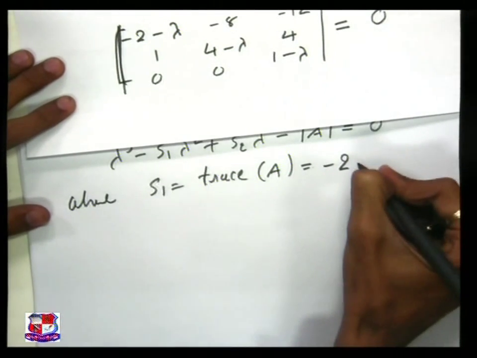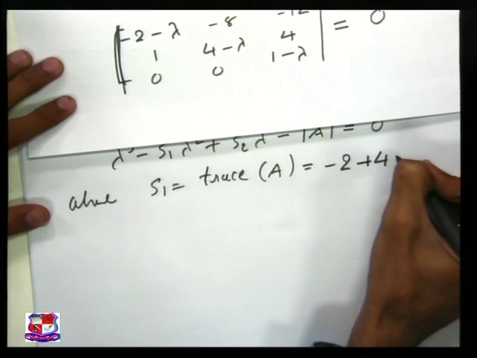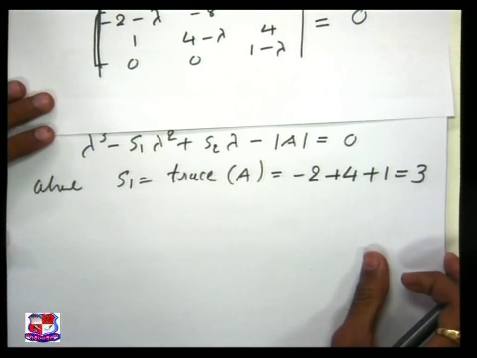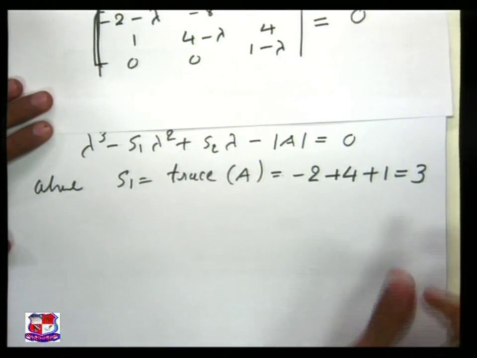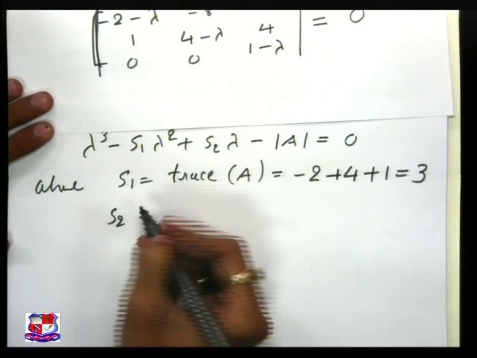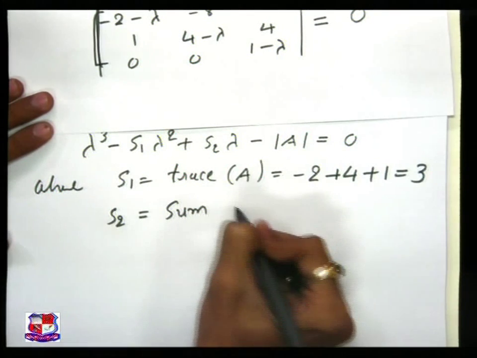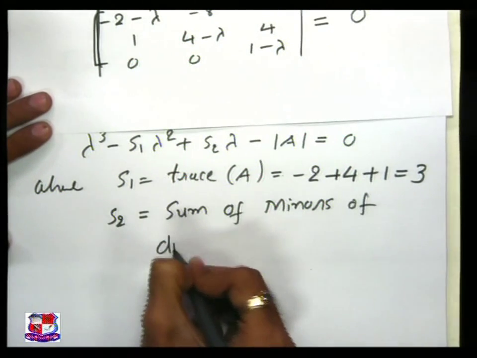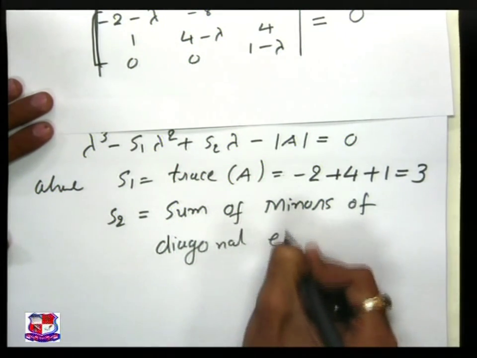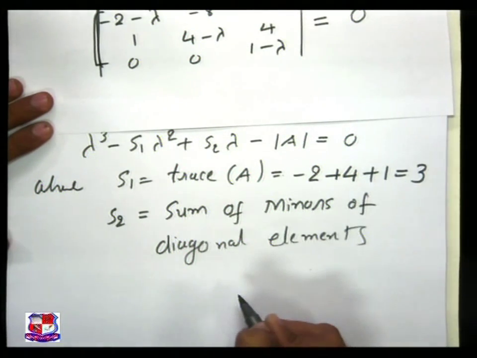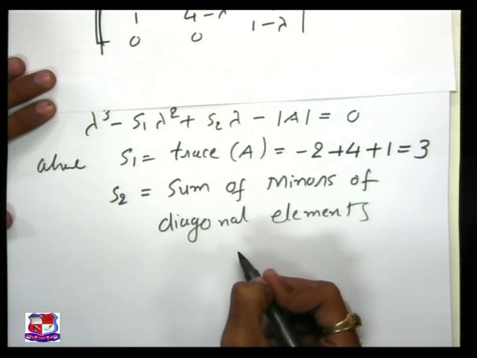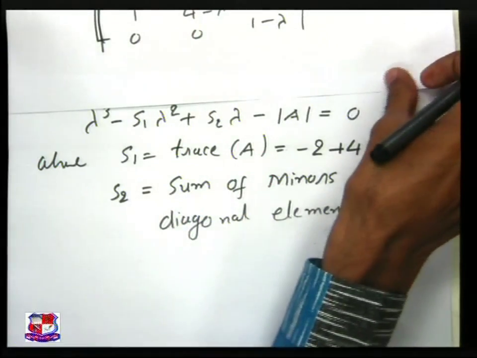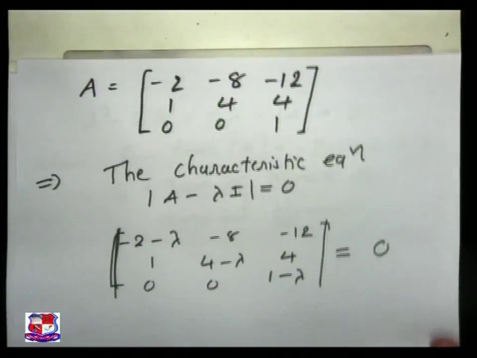So here, minus 2 plus 4 plus 1, that is equal to 3. So the trace of A, that is S1, is equal to 3. S2 is equal to the sum of minors of diagonal elements. To find S2, first of all we need to find all the minors of the diagonal.